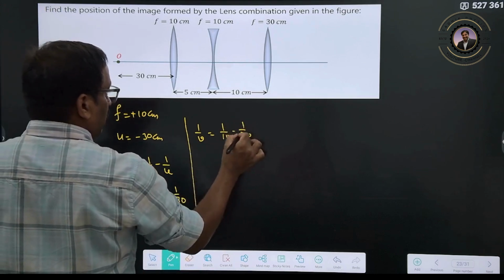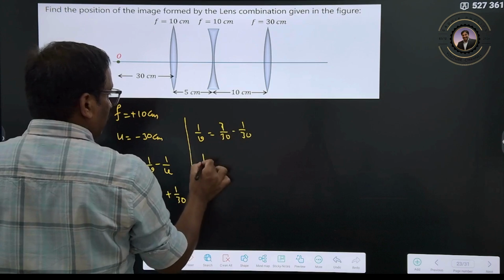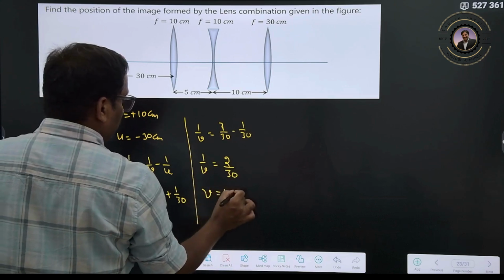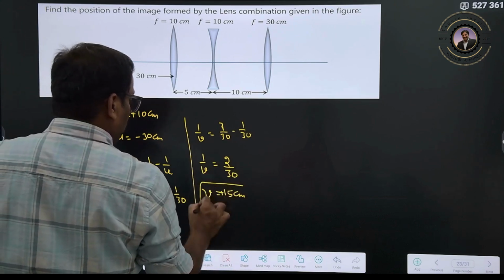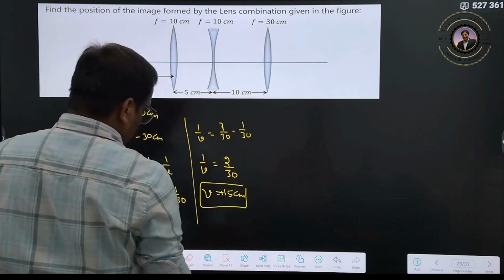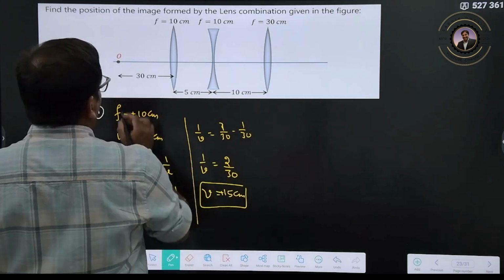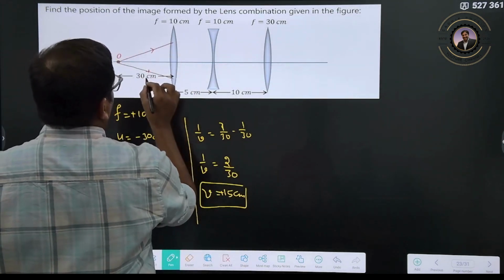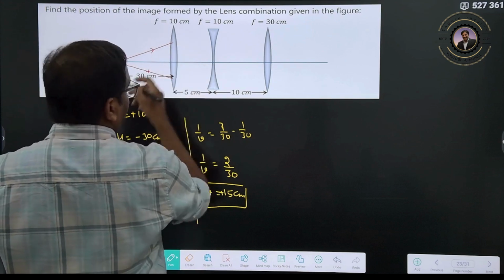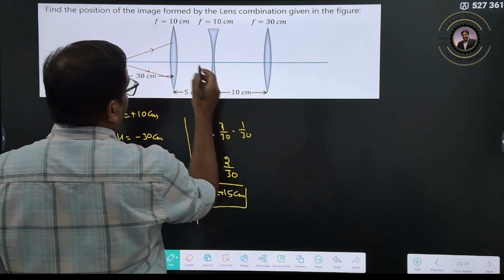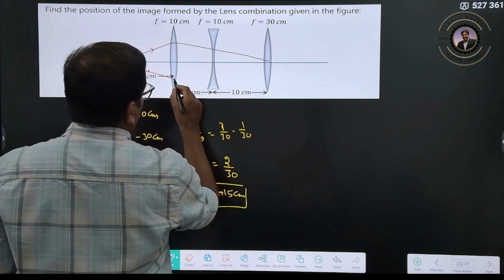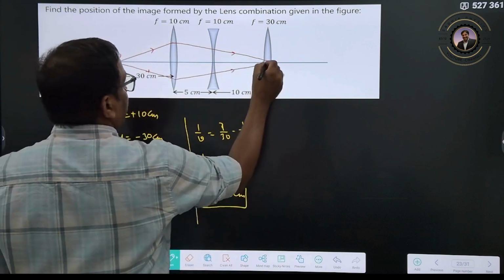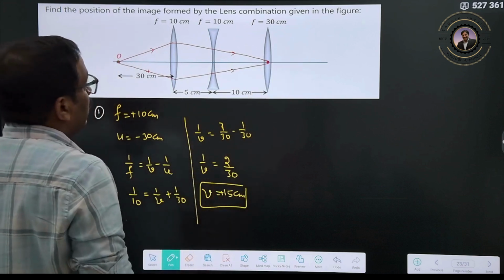Minus 1 by 30, I can multiply by 3. So therefore 1 by v is equal to 2 by 30, so v is equal to plus 15 centimeter. Plus means this side. So where will the image be created? Let us see this one. The image is created at 15 centimeter, somewhere here, beyond the 10 centimeter.